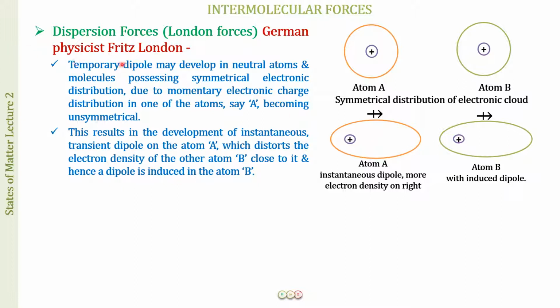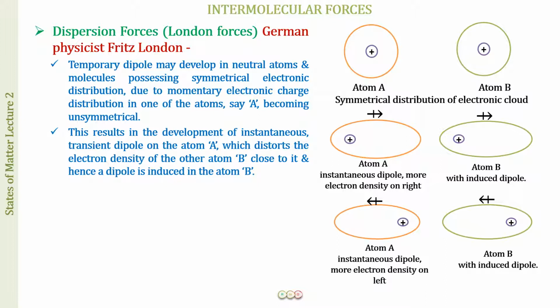Now let us read these lines. You will be able to have a better picture again. So this is a temporary dipole. It was not present in the atom or the molecule. So this is a temporary dipole which has developed in a neutral atom and molecule possessing symmetrical electron distribution due to a momentary electronic charge distribution in one of the atoms, say A, becoming unsymmetrical. And this resulted in the development of an instantaneous transient dipole on atom A. This distorts the electron density of the other atom B close to it, and here we have an induced dipole in atom B. Perfect.